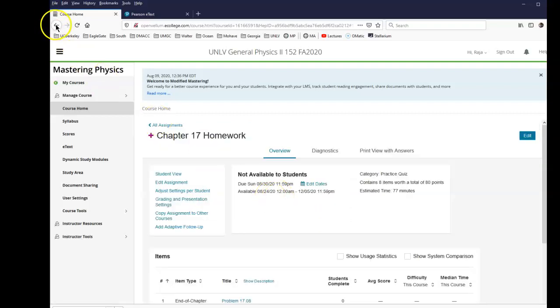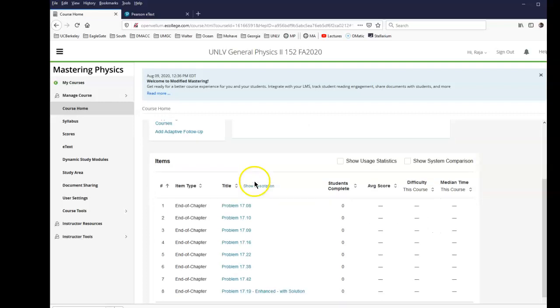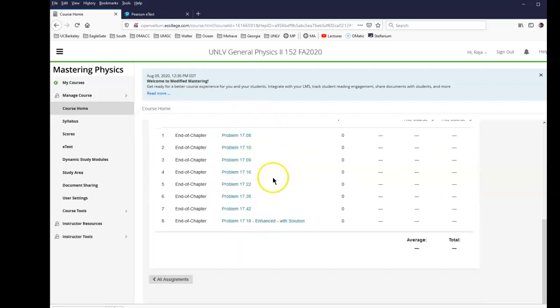Oh, by the way, before I forget, the category under Mastering is called practice quiz, but it's not a practice quiz, just homework. I couldn't find the title homework under Mastering, so I'm using practice quiz. But don't be panicked with it; it's just a category name, but it is homework. You got that? Anyway, so we click on that, and then these are the problems that you need to do.